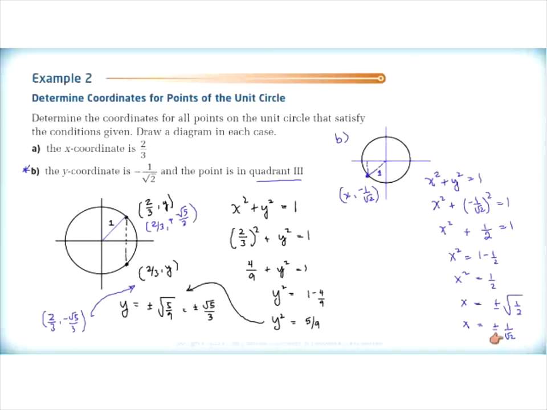Now, notice we got two answers again, plus or minus 1 over root 2. We are looking for a specific answer this time because we're looking for the point in the third quadrant. In the third quadrant, x is negative. So as a result, the answer they're looking for this time is going to be the point negative 1 over root 2 and negative 1 over root 2.